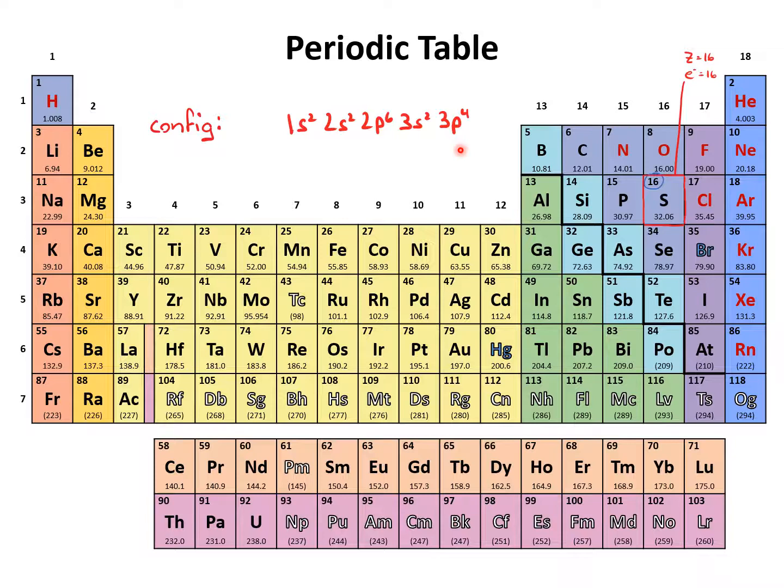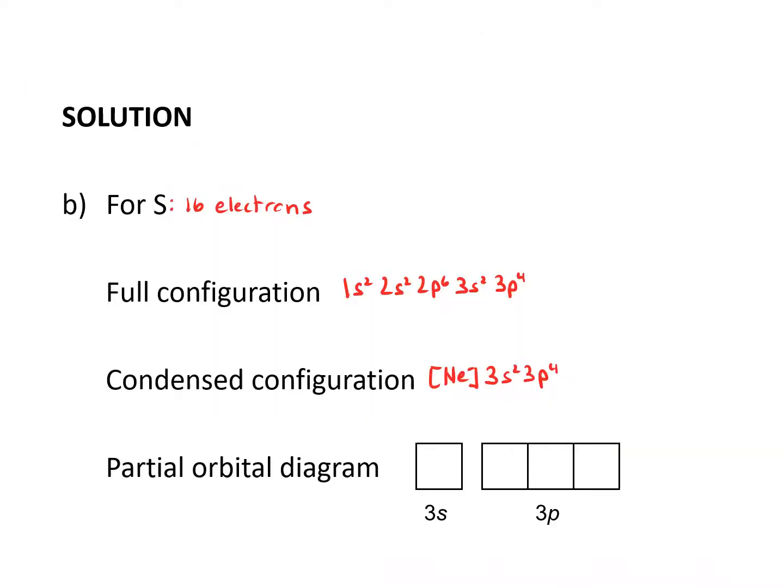Next, we can write the condensed configuration by recognizing the fact that this part, 1s2, 2s2, 2p6, represents the electron configuration for neon, which is the nearest noble gas. And therefore, for the condensed electron configuration, we can simply write neon 3s2, 3p4. And this is the condensed electron configuration for sulfur.